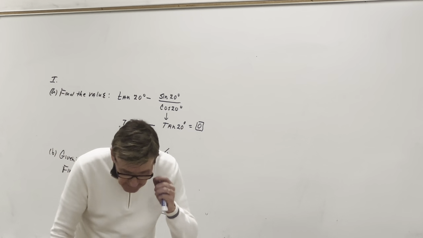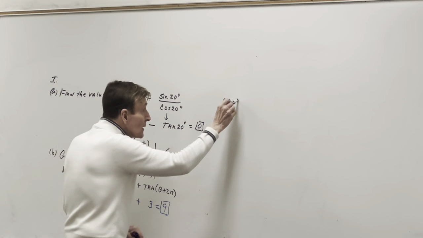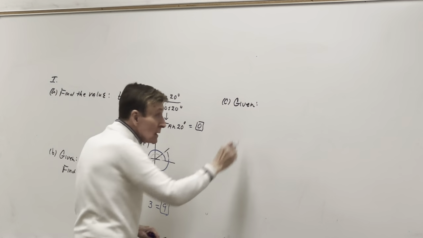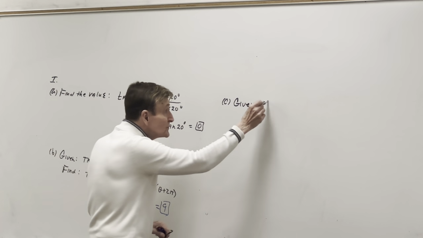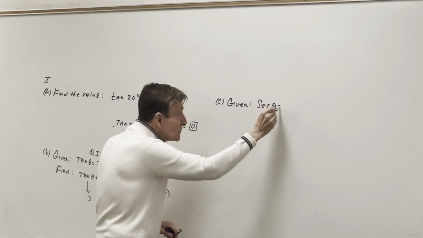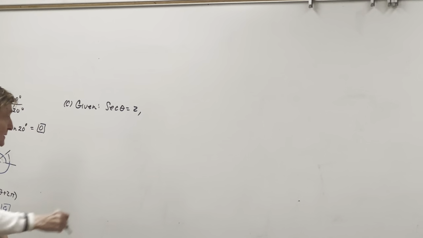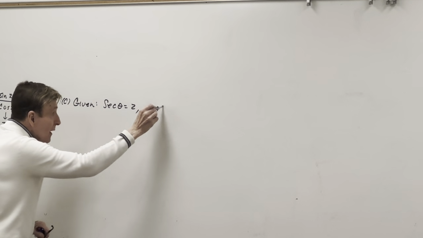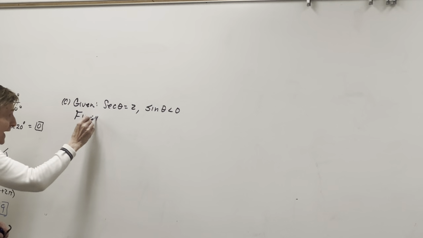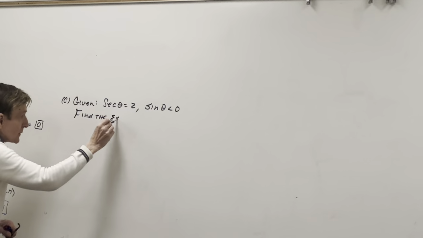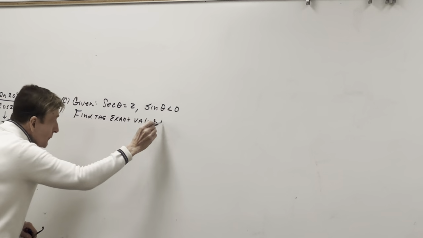Did I do something else? I did, and this is going to close this down here, guys. Given, let's see, this information. We do work hard here. Secant theta is equal to 2. This is more in line with what we were doing before the break. And sine theta is less than 0. Find the exact value, no calculator, in other than the remaining trig functions.